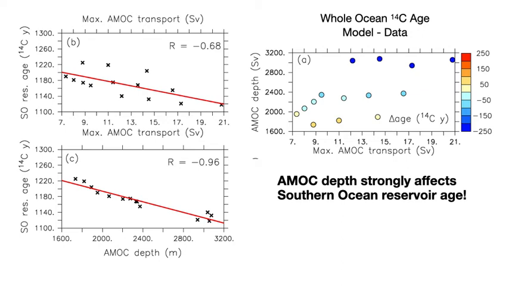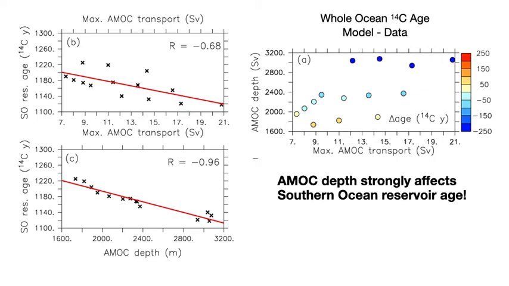So indicating that AMOC depth strongly controls Southern Ocean reservoir ages, which then are propagated into the interior, and they affect whole ocean radiocarbon age, which is shown here again in this graph and this two-dimensional AMOC depth, AMOC strength phase space, indicating that the whole ocean radiocarbon age is determined by the Southern Ocean reservoir age.